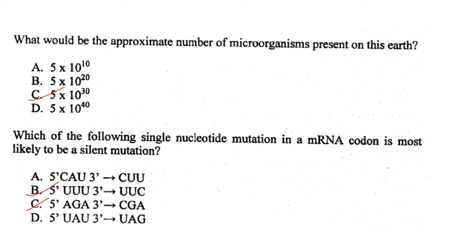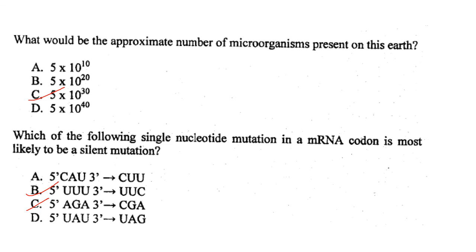Then which of the following single nucleotide mutations in an mRNA codon is most likely to be a silent mutation? So here there are two options, that is UUU and UUC. They both code for phenylalanine. So that is an example of silent mutation, because there won't be a change in the polypeptide sequence. Even though the codon has been changed, these two codons code for phenylalanine. So phenylalanine will be replaced by another phenylalanine. So it will be a silent mutation.